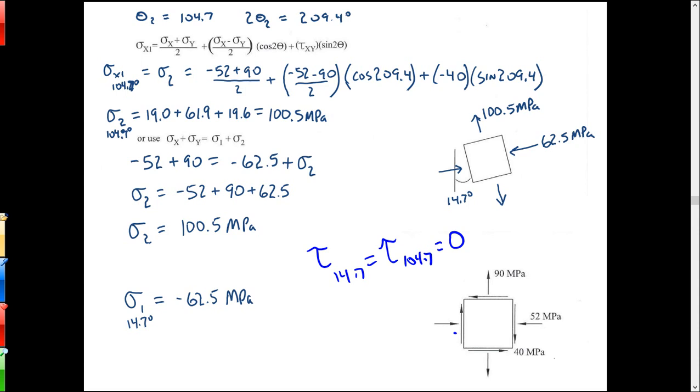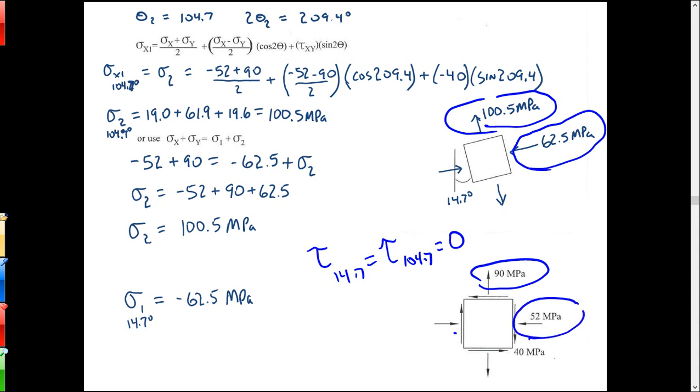Now, if you look at the orientation on that principal plane sketch, there's the maximum and minimum stresses on that element. Notice how the maximum positive, the maximum tension, is most in line with the maximum applied tension. The maximum compression is most in line with the maximum applied compression. That's not a coincidence. So that can help you if you're drawing, to notice those relationships. It makes sense. The principal planes align themselves with the applied stresses, pretty much. Okay. So that's one way you make a sketch just by looking at it.